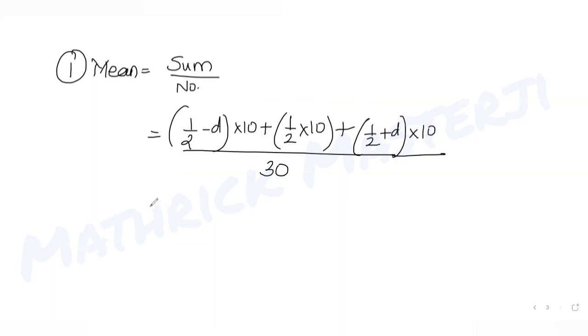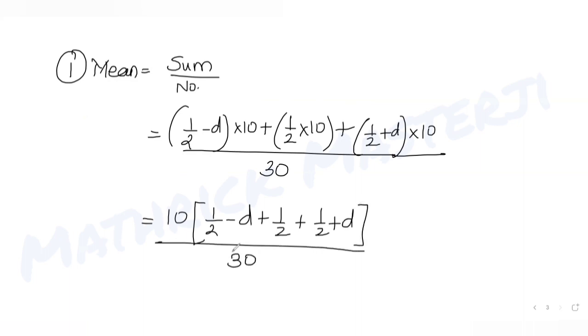So that's the sum. Now if I add them all, I can take 10 common from all of them, so you get half minus d plus half plus d, over 30. From here, minus d and plus d get cancelled. You have half plus half, which is 1, and the 10 over 30 is 1 over 3 with the 3 over 3 cancelling, so you're just left with half. So that's the mean value that we have.